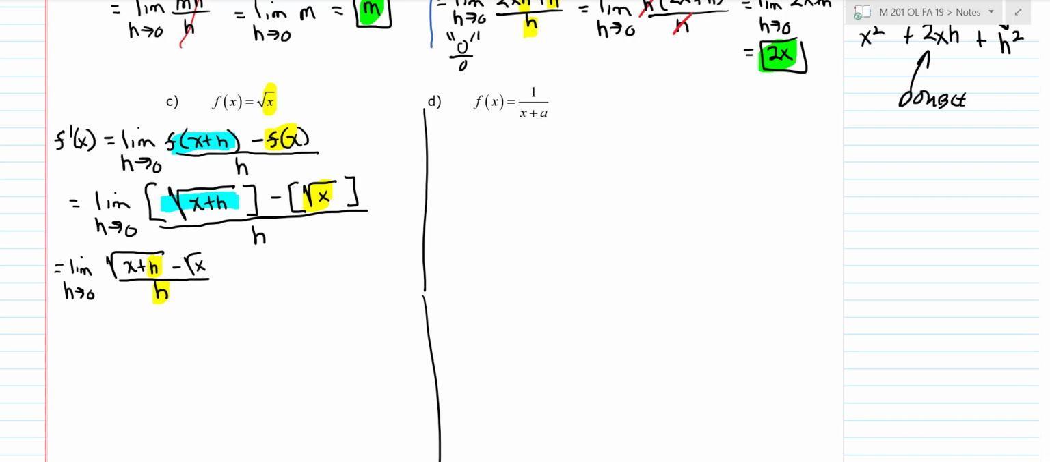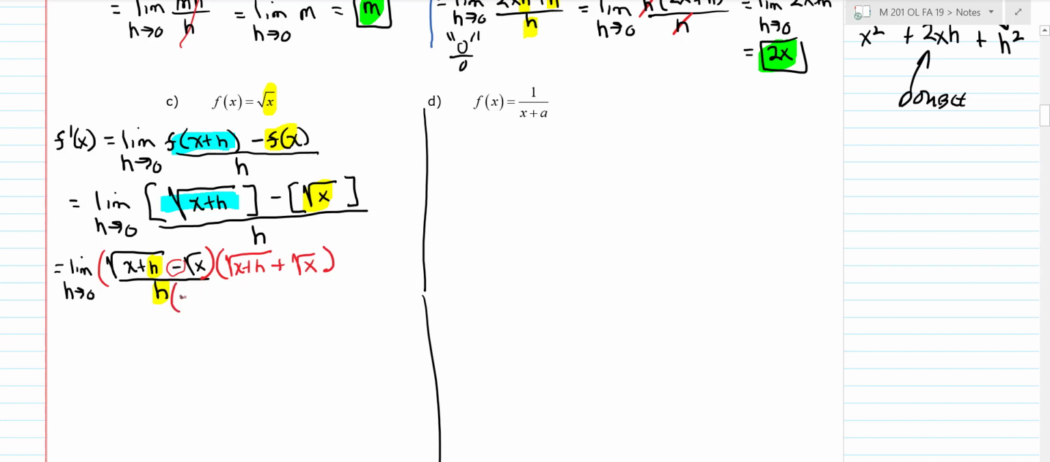Well, turns out there's a little trick to this. You need to make those radicals go away. So we multiply by what's called the conjugate. The conjugate just means multiply by exactly the same thing with one difference. Instead of that being a minus, do a plus.